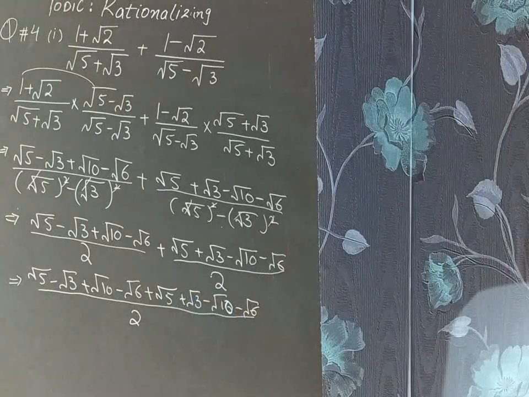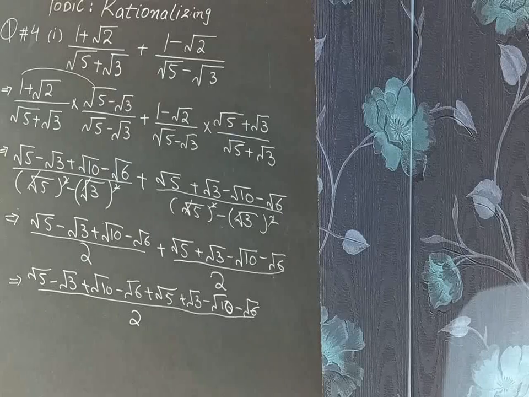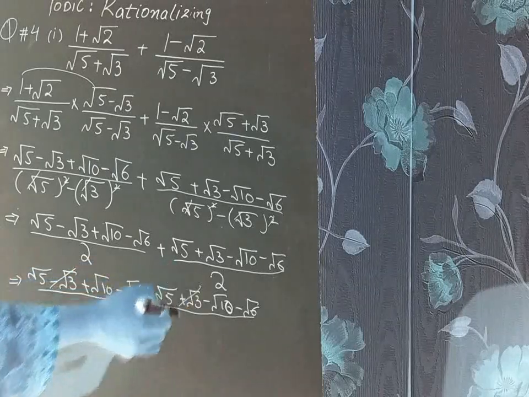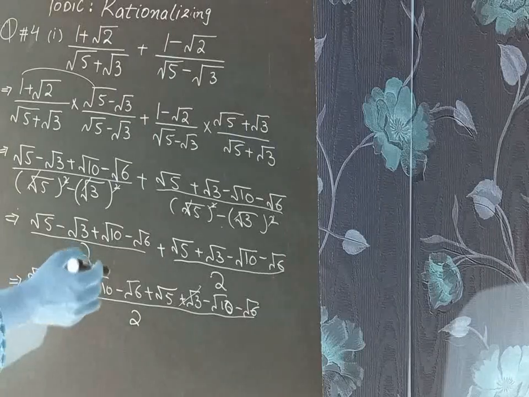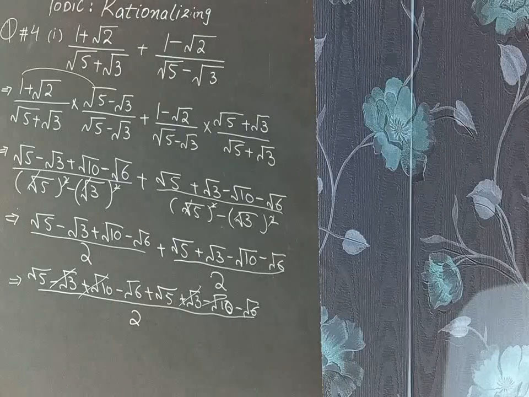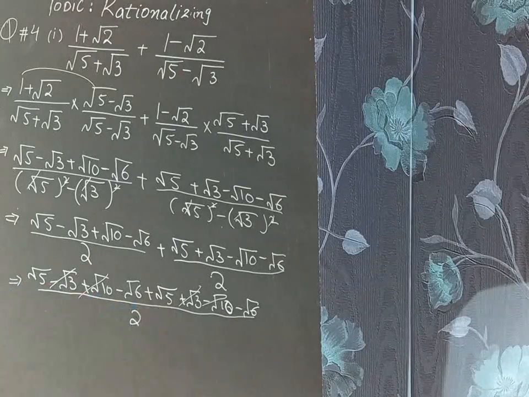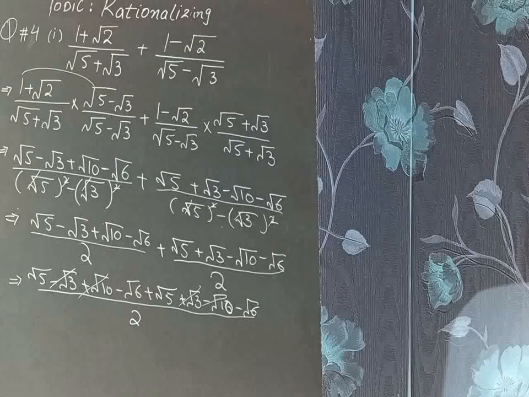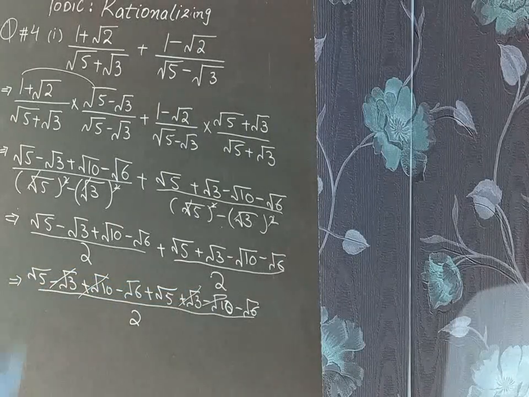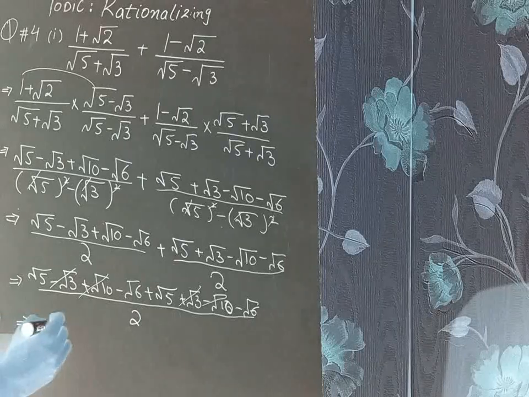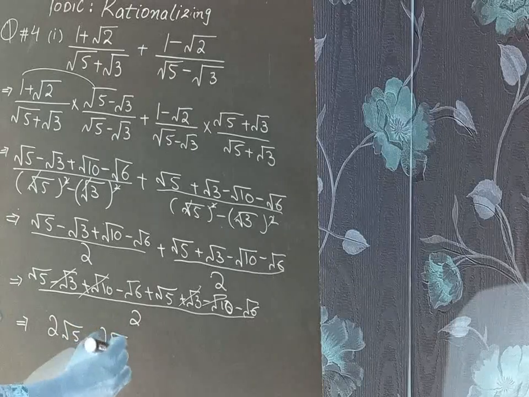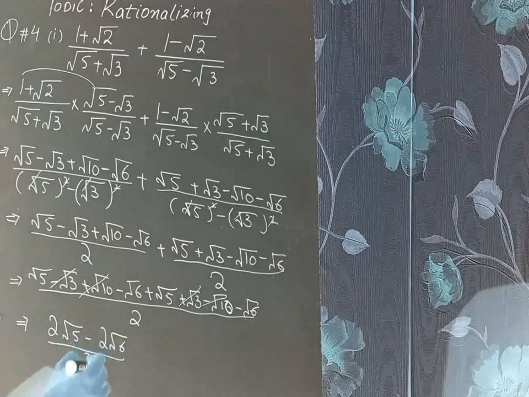Now in the denominator, you can see the like terms with opposite signs. Minus √3 plus √3 will be cancelled. Plus √10 minus √10 will be cancelled. So here plus √5 plus √5 will be 2√5. Minus minus will be plus, that will be minus 2√6. So what is left over here? 2√5 minus 2√6, and this is divided by 2.